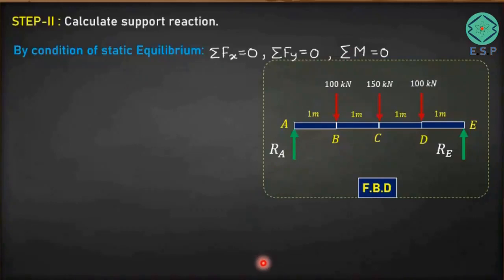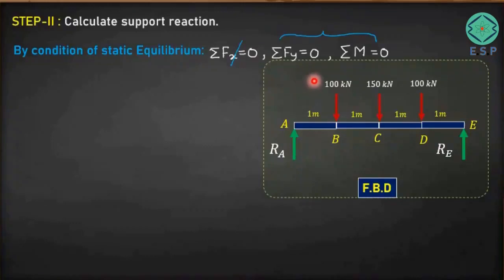As there is no horizontal force acting on the beam, this condition is ruled out, so we will not use summation of Fx equals 0. The remaining conditions are the summation of vertical forces acting on the beam equal to 0 and the summation of moments of forces about any point of the beam equal to 0. Let's take them one by one. We'll first take summation of Fy.